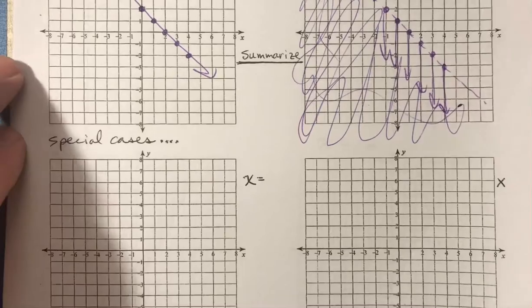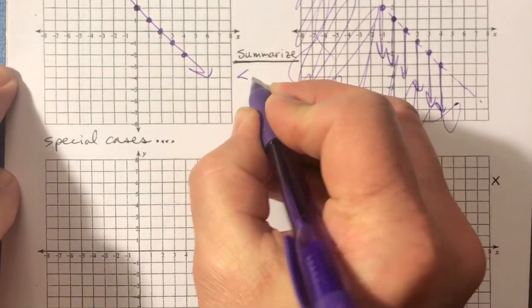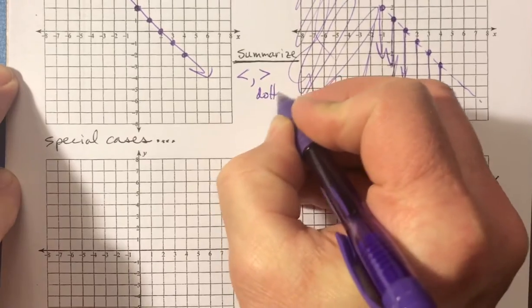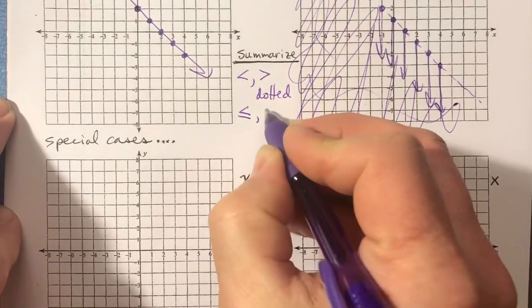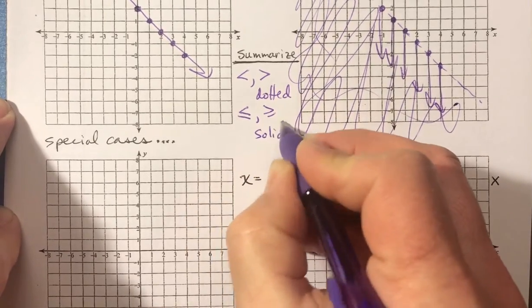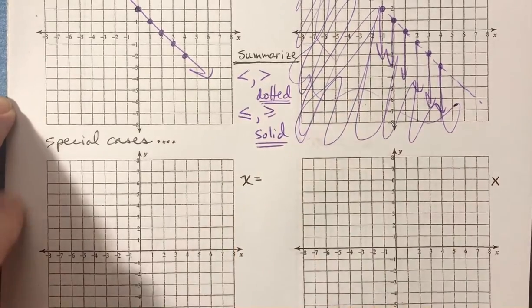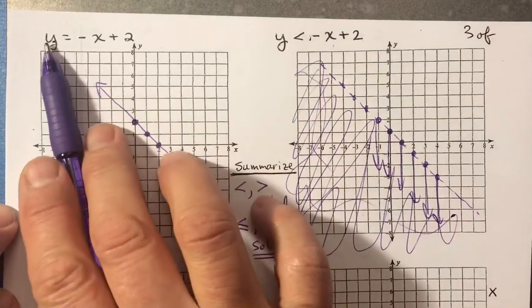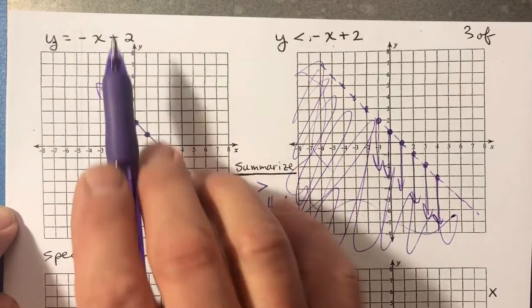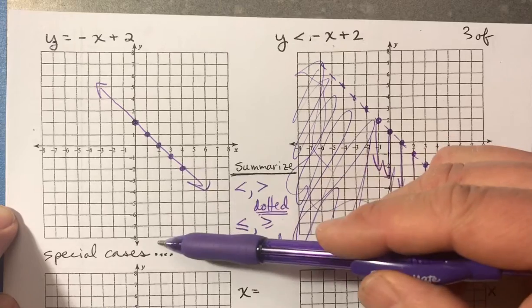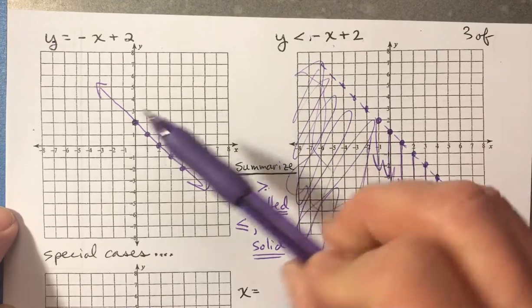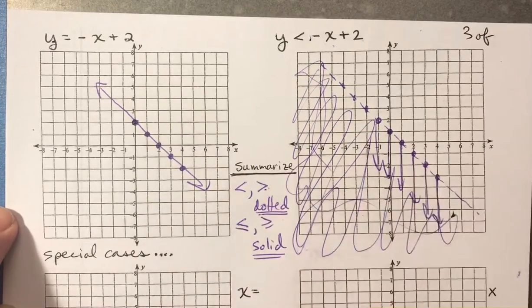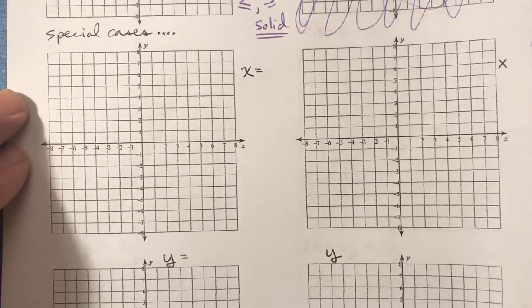Okay, so let's summarize here a little bit. If it's less than or greater than, then we're going to have a dotted line. If it's less than or equal to, greater than or equal to, then we will have a solid line. Now, if the equation is written in slope-intercept form, then we're just going to shade above or below the line, depending on if it's greater than or less than. Again, that line divides the coordinate plane up into two half planes. But we also have some special cases here to deal with.